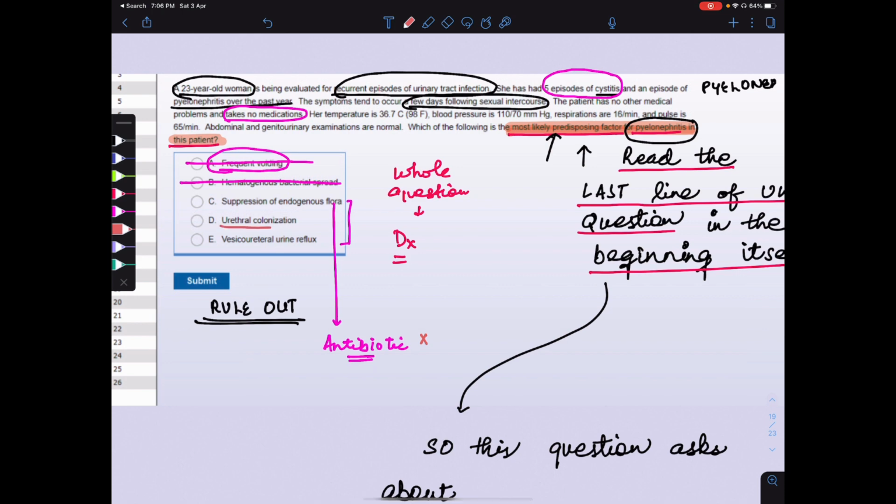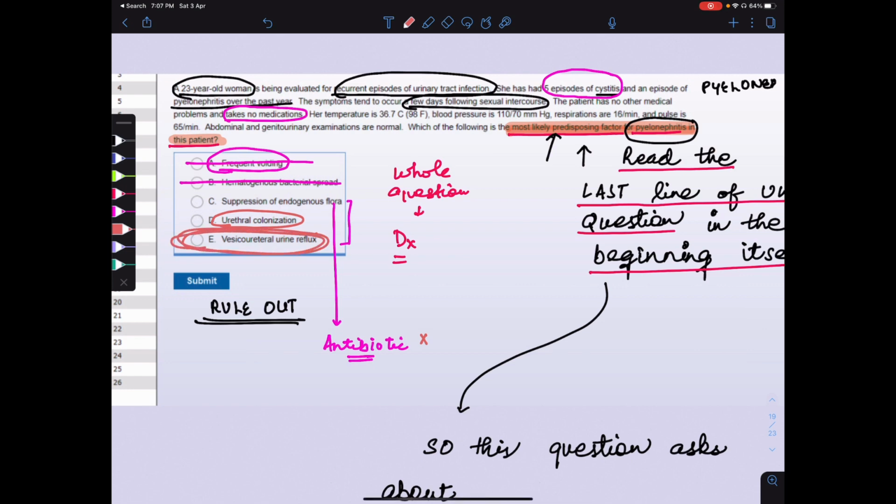Now coming on to the urethral colonization. Do you think a normal urethra is already having the colonization, right? Because in females, the urethra is in very close proximity to the anus. So that means the organisms are already thriving there. But remember, urethral colonization alone won't lead to the recurrent pyelonephritis and UTIs. Okay, so the only option left we have is vesico-ureteric reflux.